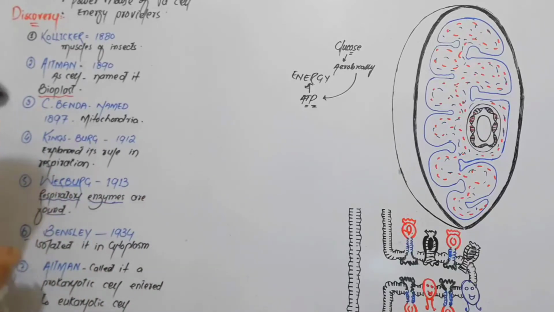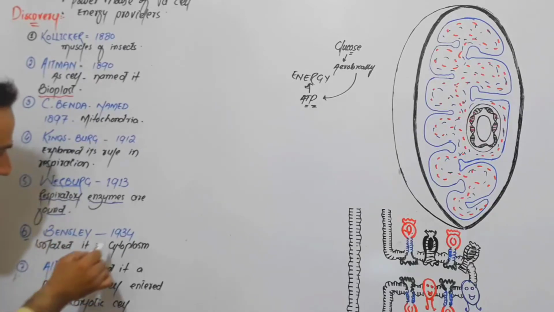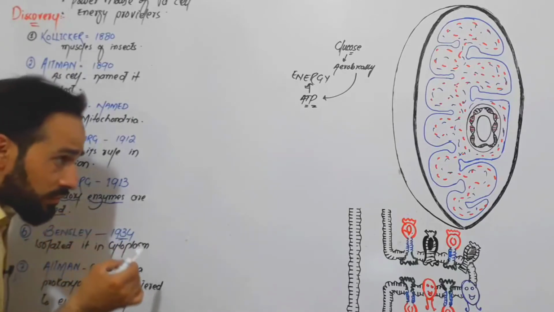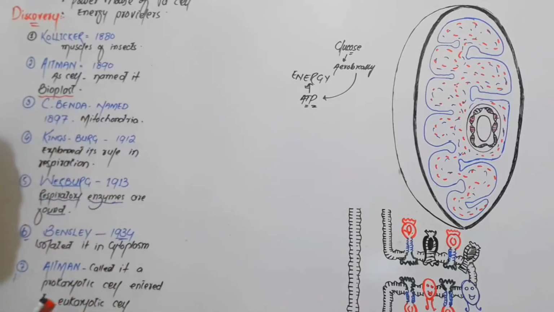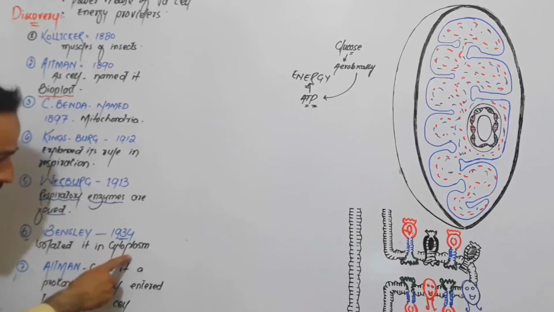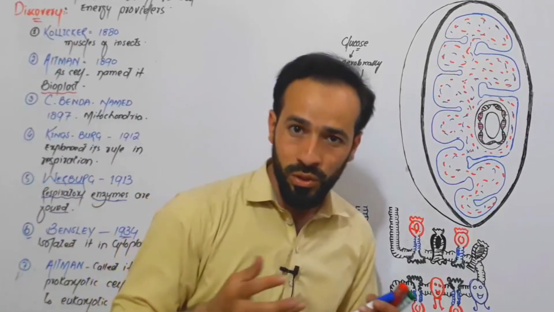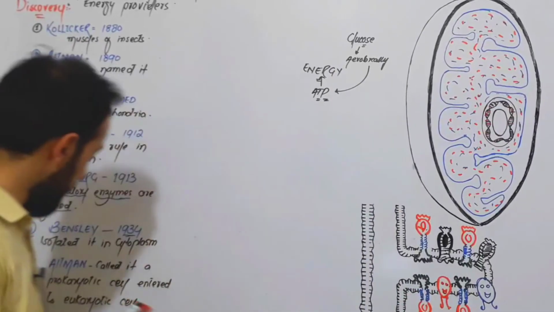Then the sixth scientist, Bensley, in 1934 was the first scientist who isolated this mitochondria in the cytoplasm, right? Bensley was the scientist who isolated mitochondria in the cytoplasm of a eukaryotic cell.